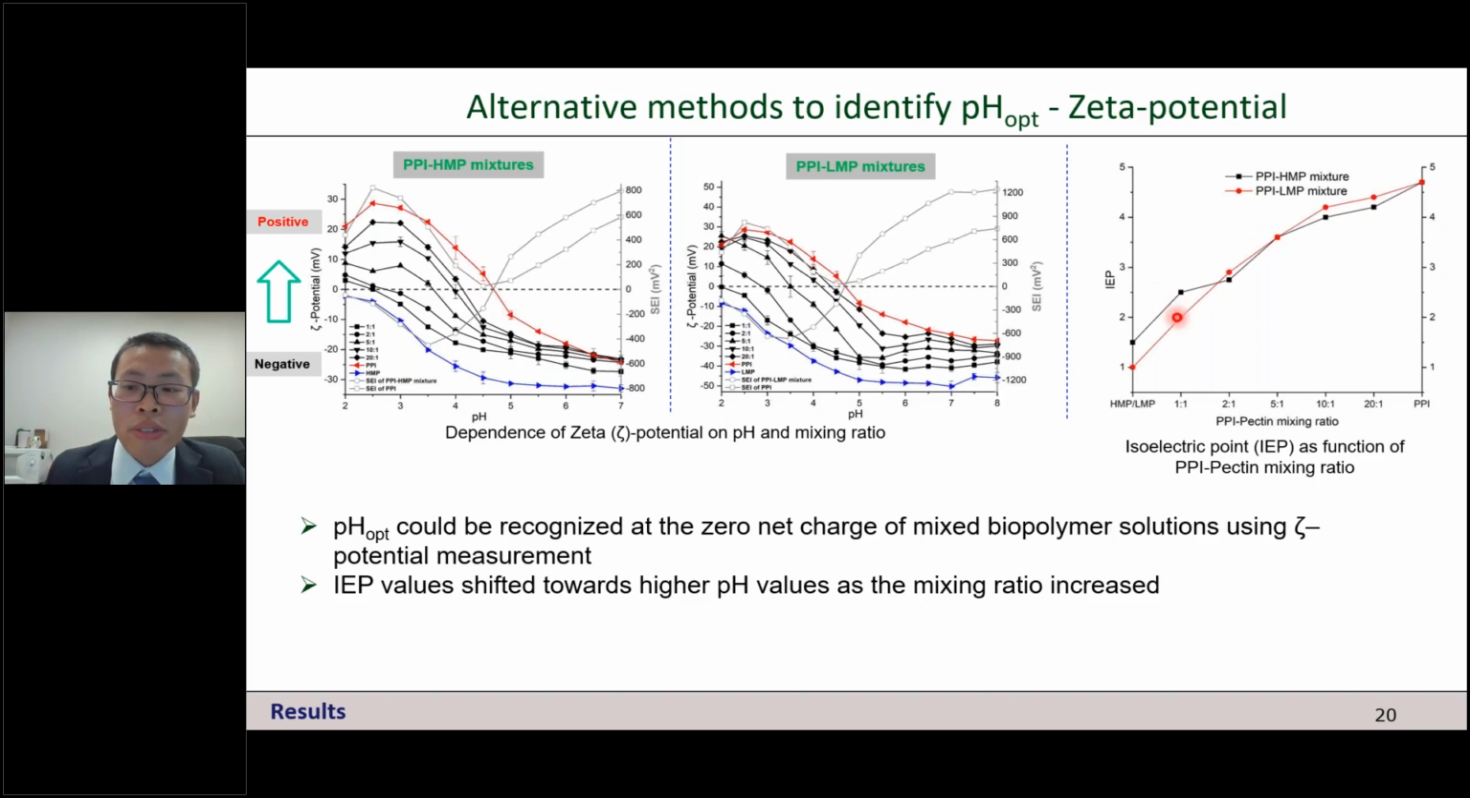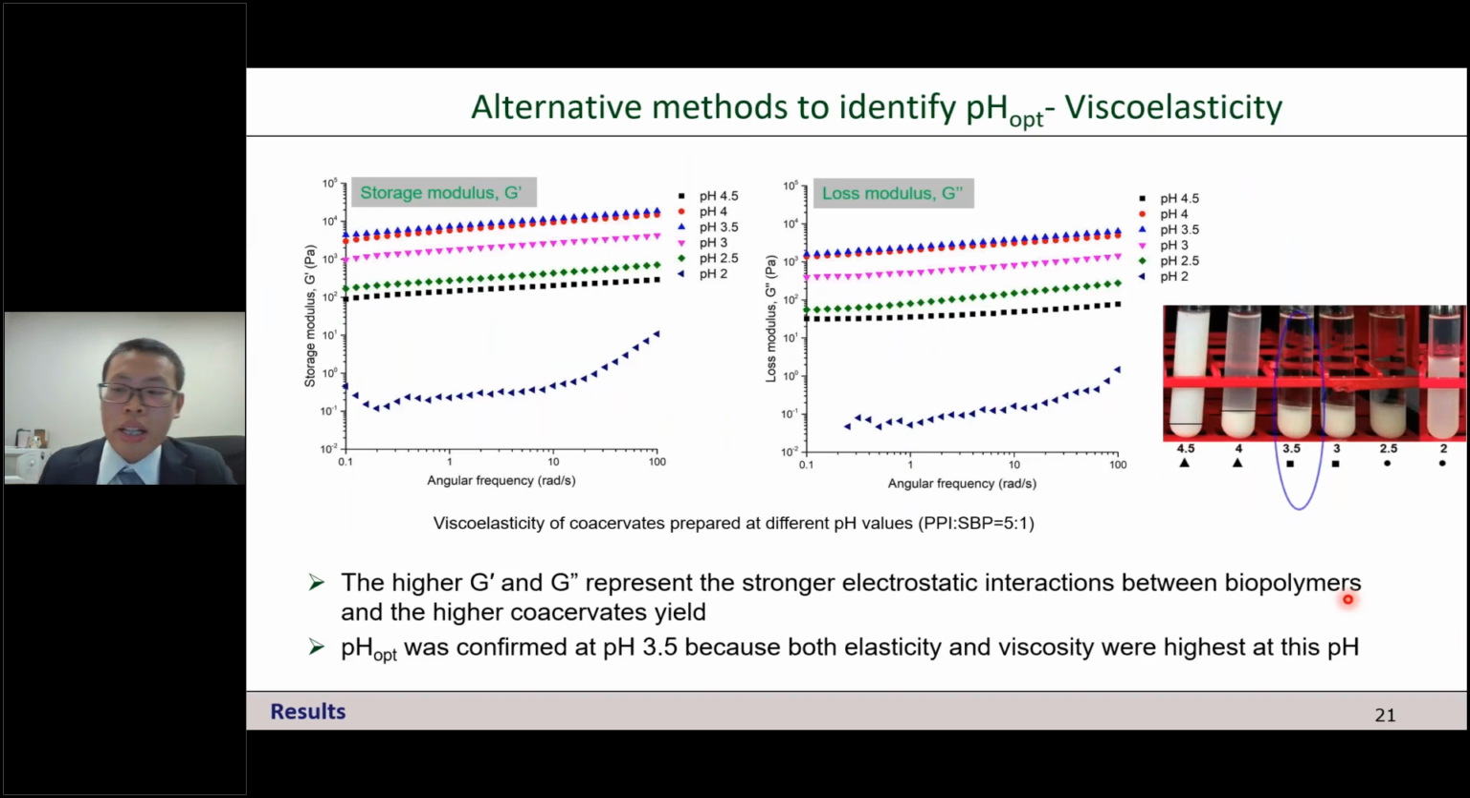Therefore, the IEP as a function of biopolymer mixing ratio and pectin type were represented here. We found that as mixing ratio increased, the IEP values shifted towards higher pH values, which is consistent with state diagram result. Here is viscoelasticity, which is another alternative method to identify the pH OPT, since it was reported that the viscoelasticity G' and G" can indirectly represent strengths of electrostatic interaction. Higher G' and G" represent the stronger electrostatic interactions between biopolymers, and the higher coacervates yield.